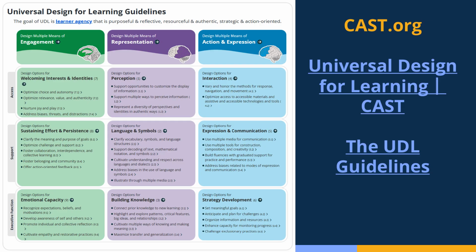This is a clickable chart when you go to this website. And so you see the 3 categories at the top: engagement, representation, and action and expression. And then it breaks it down even further. So for example, let's look at action and expression. It's broken down into interaction, expression and communication, and strategy development. And I could click on each one of those. Under interaction, there are 2 different objectives: vary and honor the methods for response, navigation, and movement; optimize access to accessible materials and assistive and accessible technologies and tools.